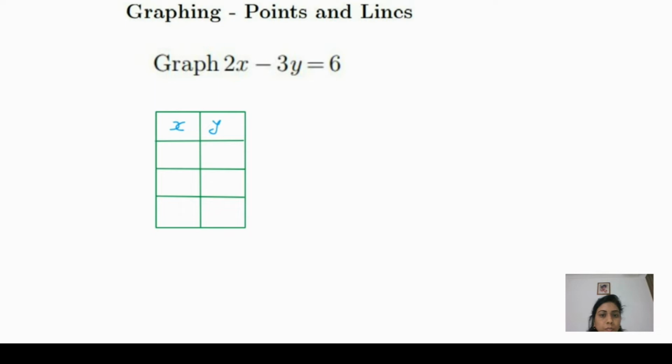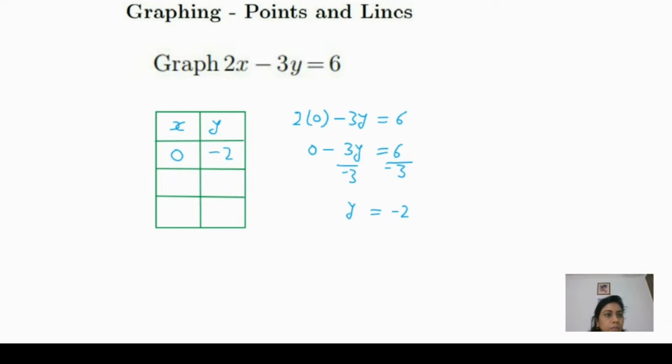So when we put x value 0, let's see what the y value is. 2 times 0 is 0, minus 3y equals 6. Now divide both sides by minus 3. We get y value minus 2. So when we put 0, we get y value minus 2.